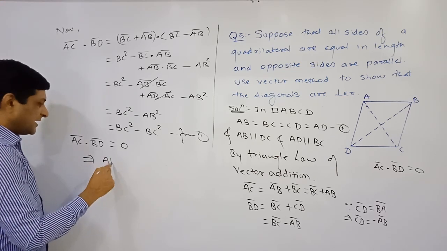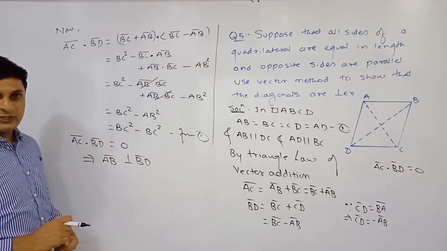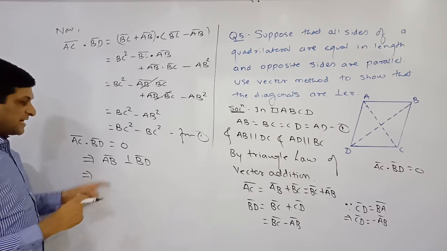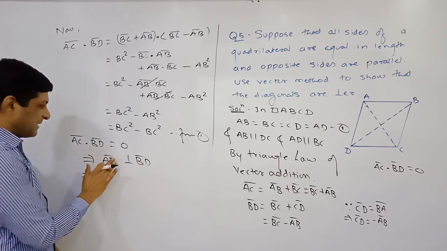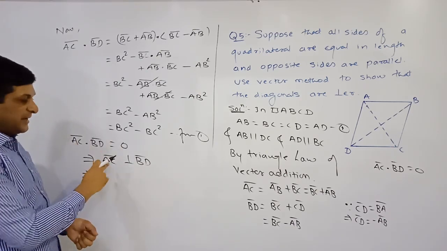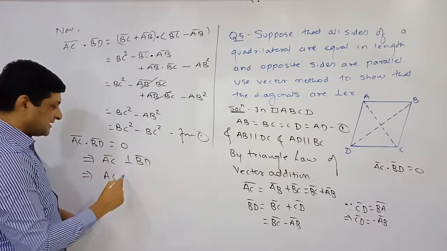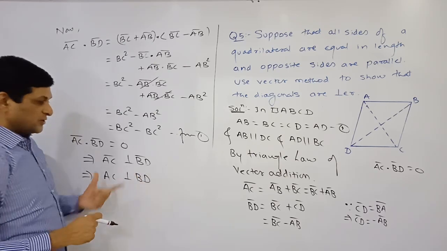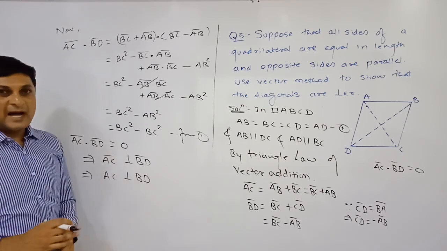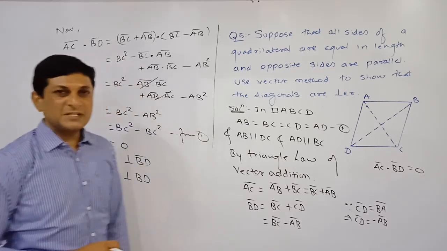It implies that AC bar and BD bar are perpendicular to each other. This is the condition for vectors to be perpendicular. So if the dot product is 0, the vectors are perpendicular. So this implies that if AC bar and BD bar are perpendicular, means the segments along which these vectors lie are also what? Perpendicular. So this implies that AC is perpendicular to what? BD. So if these vectors are perpendicular, segments are also perpendicular. But what are AC and BD? They are nothing but diagonals. Means what result have we got here? That the diagonals of quadrilateral ABCD are perpendicular.